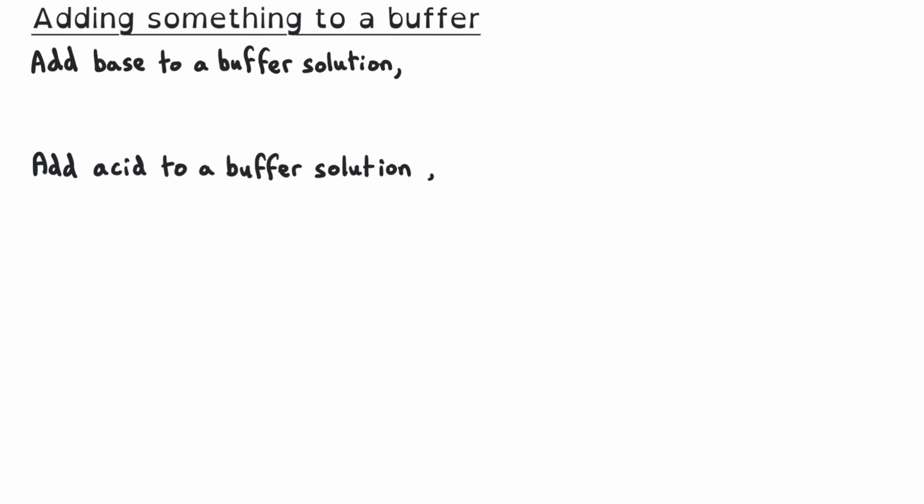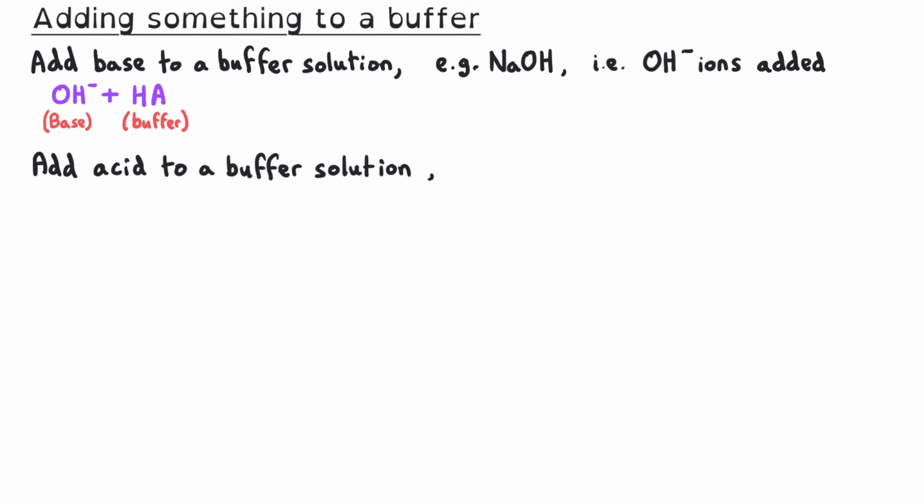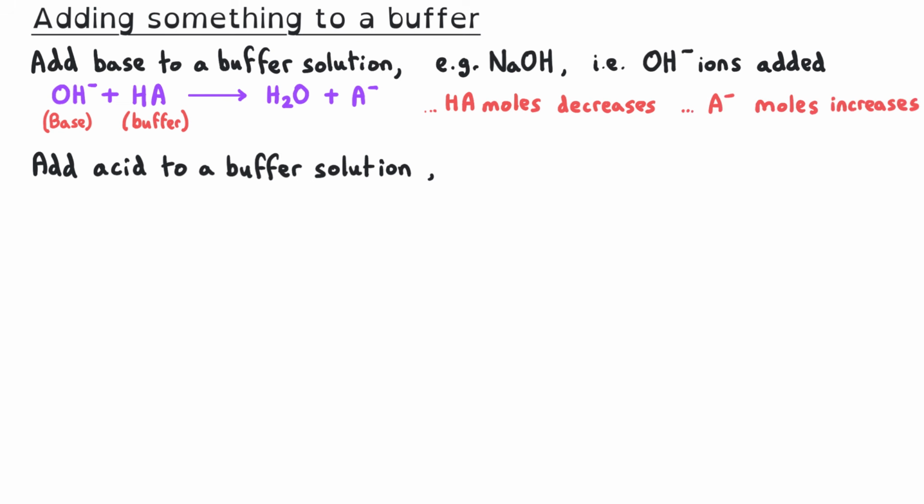You could be asked to calculate the pH of a buffer solution after something has been added to it. Of course, what will happen is the quantities of salt and weak acid will change slightly as a result of this addition. If we add base to a buffer solution, for instance sodium hydroxide, remember the hydroxide ions are the crucial component of this base, the hydroxide ions will react with the weak acid from the buffer, and this will produce water and, crucially, our salt A-. As a result of this reaction, the weak acid moles will decrease and the A- moles will increase.